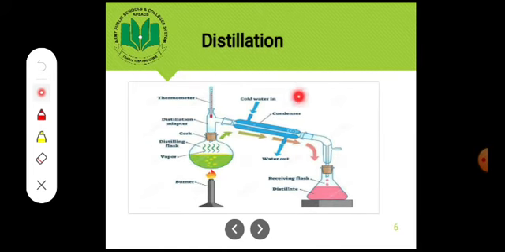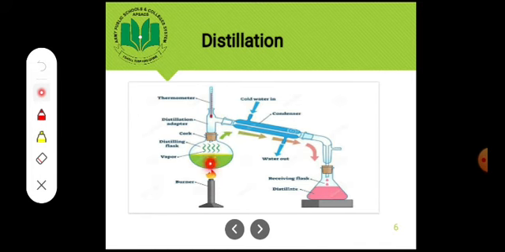This is a distillation process. In the distillation process, for example, we have a mixture of a liquid and a non-volatile solid. A non-volatile solid is a solid that does not evaporate. We want to separate this liquid from this non-volatile solid. So what we will do, we will take this mixture in a distillation flask. This distillation flask is connected to a condenser. In this condenser, cold water is circulating in and out, and we have a receiving flask over here.